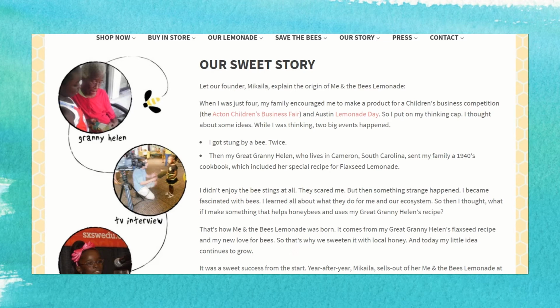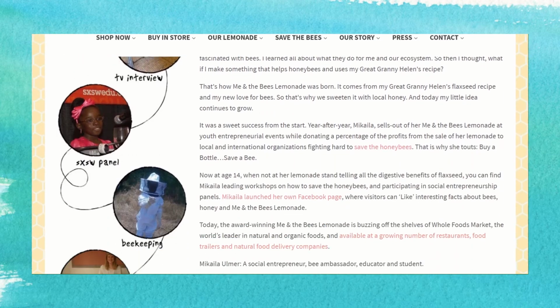So then I thought, what if I make something that helps honeybees and uses my great-granny Helen's recipe? That's how Me and the Bees lemonade was born. It comes from my great-granny Helen's flaxseed recipe and my new love for bees. So that's why we sweeten it with local honey. And today, my little idea continues to grow. It was a sweet success from the start.